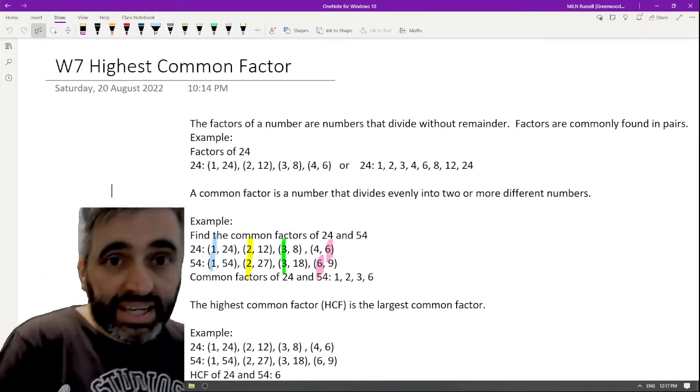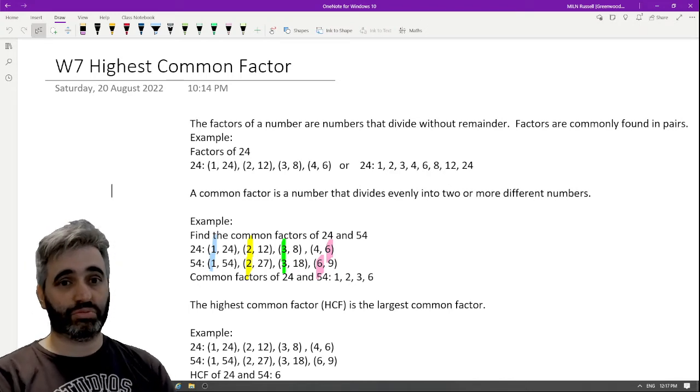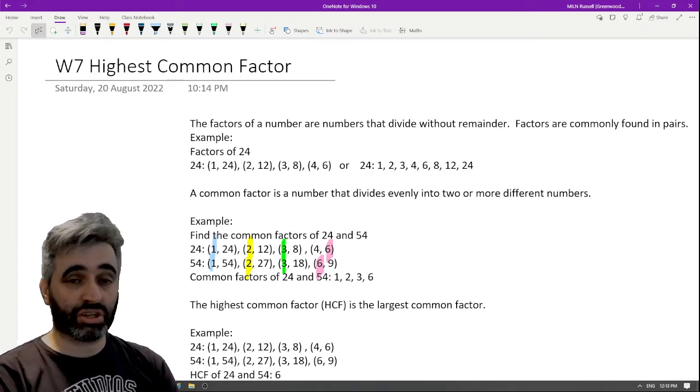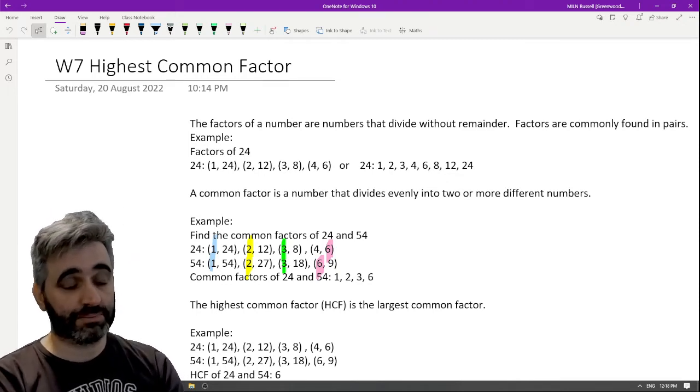Hi everybody. Today we're going to look at factors and see how they can help us solve some problems. So we're going to start with describing what a factor is and then some terminology that goes with it.